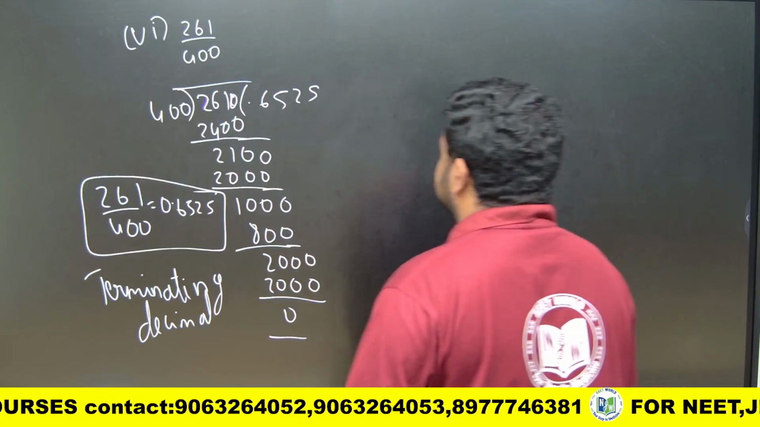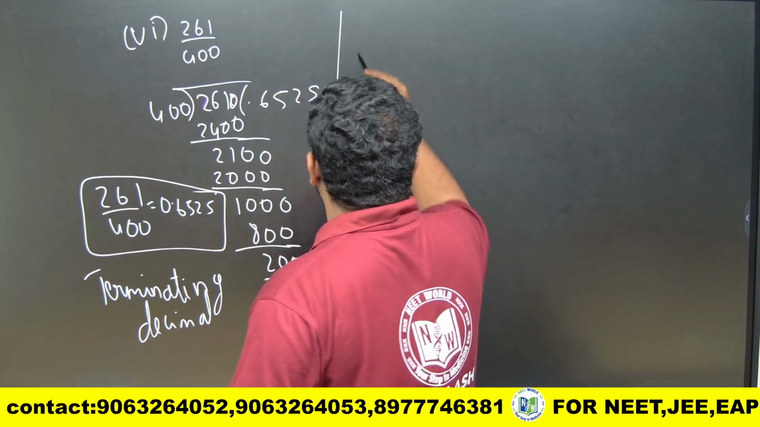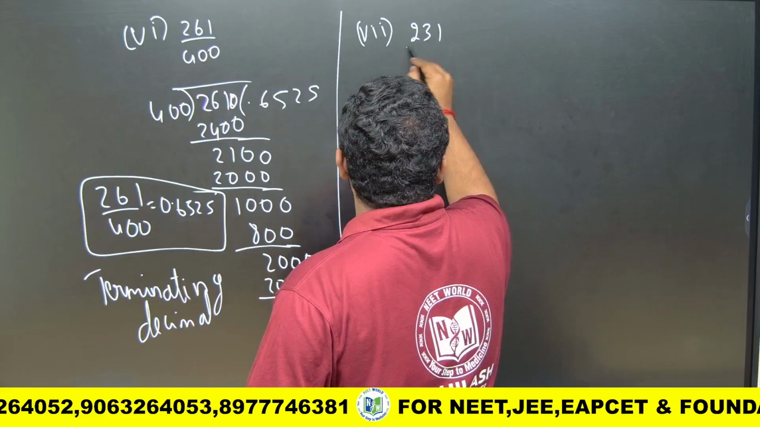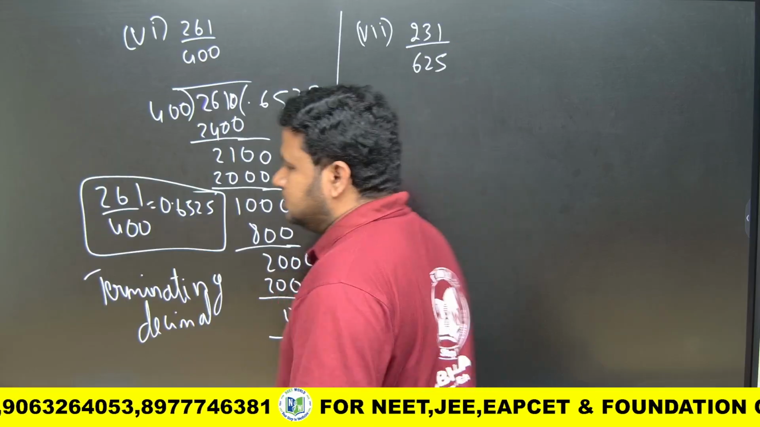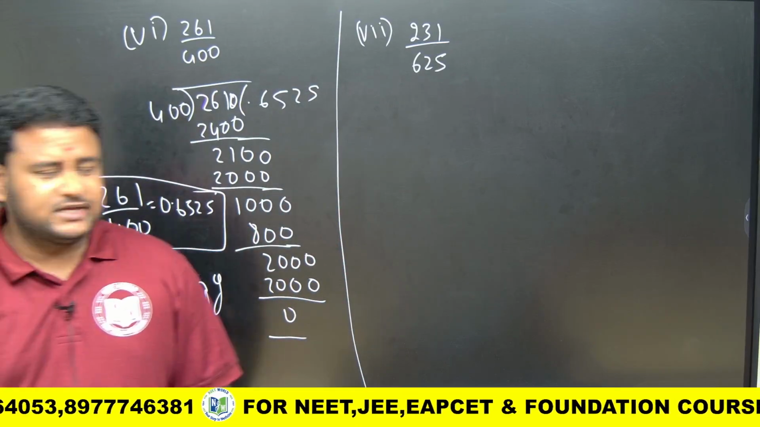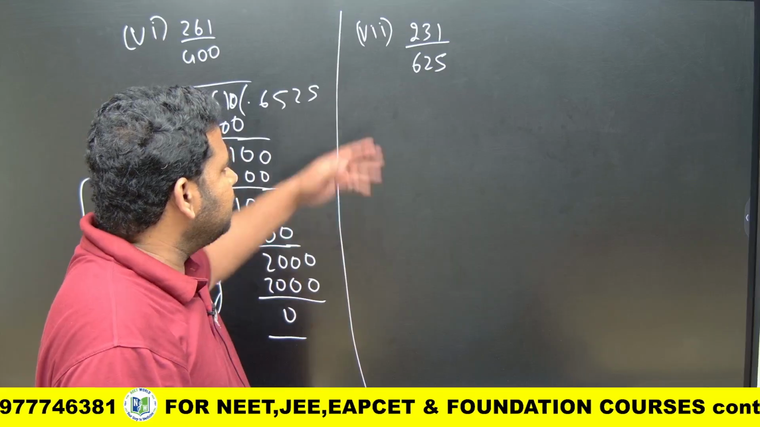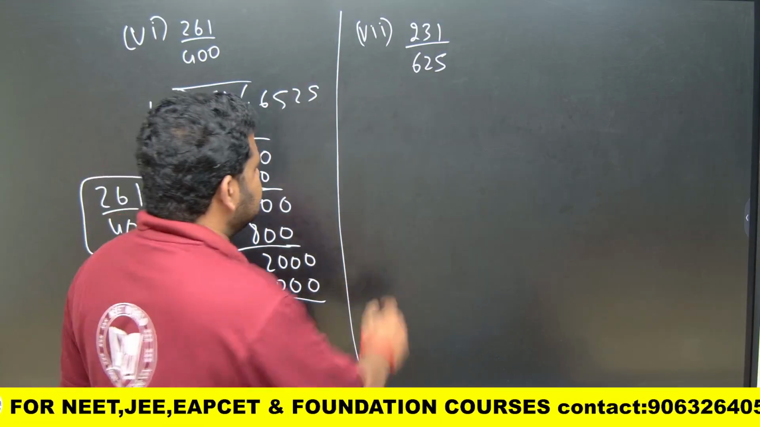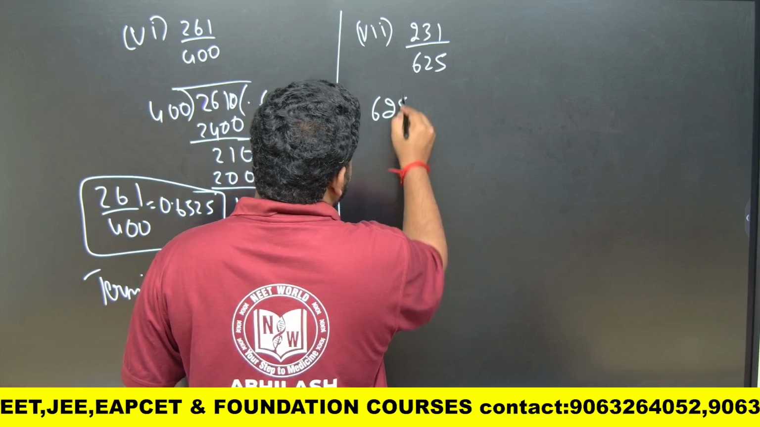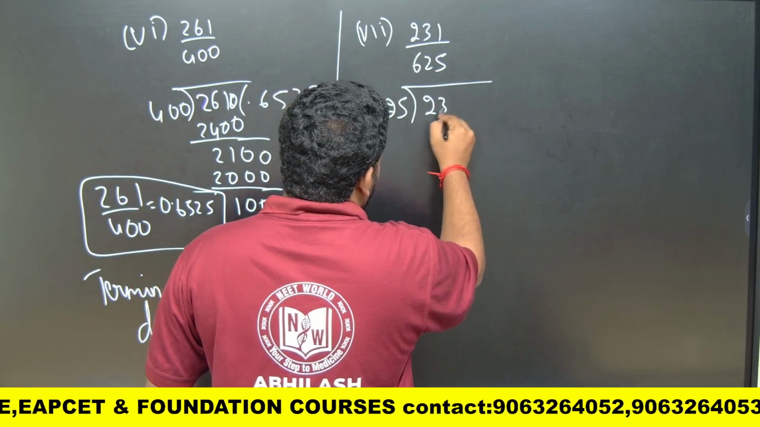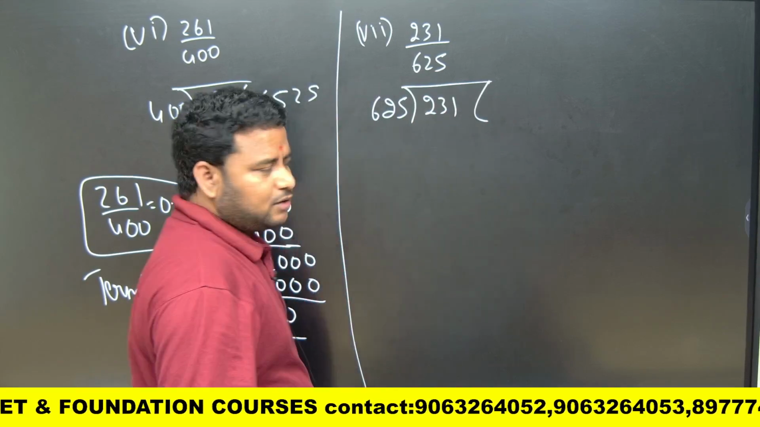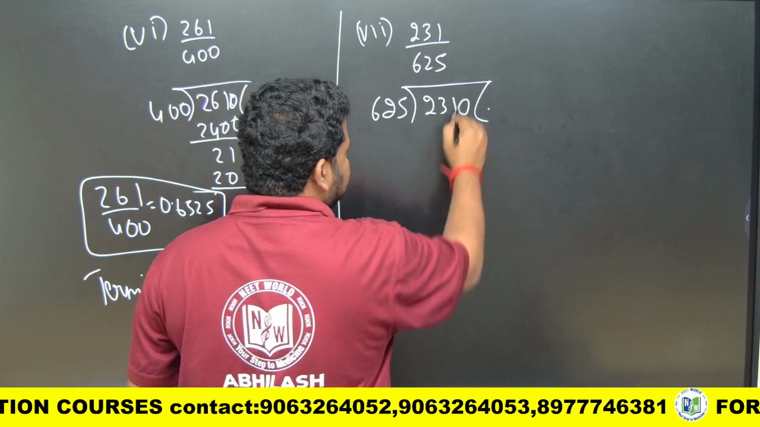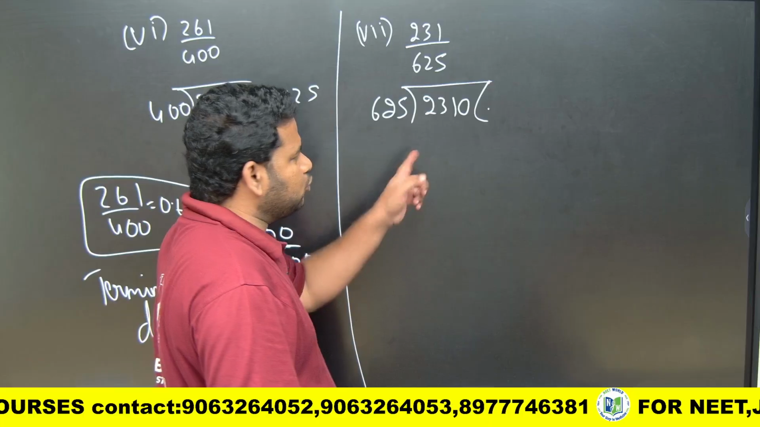231 by 625. This is the question that they are asking. So what are they telling? 625 we have to use as a denominator. So 231 you have to divide by 625. So 625 will be the divisor and 231 will be the dividend. Now definitely 231 is less than 625. I should use the decimal point here and put 0 there. So this will become 2310.